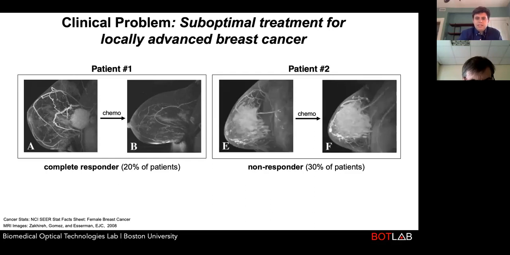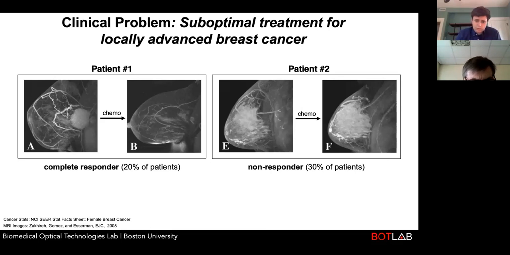But compare this to patient number 2. She started with a large tumor in the breast, got the same type of chemotherapy for the same duration, and that tumor is still there after months of treatment. So she's a non-responder, and she's representative of another 30% of patients treated like this. And the remaining 50% are somewhere in between. Their tumor shrank but didn't completely go away.